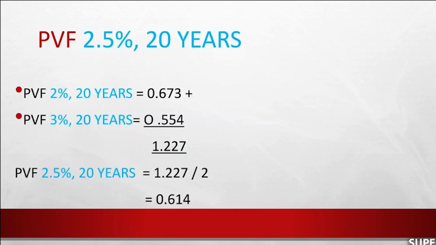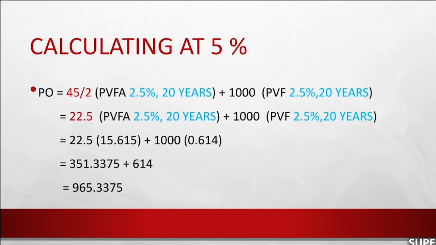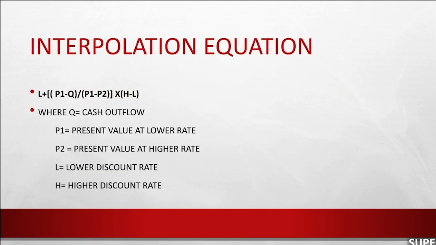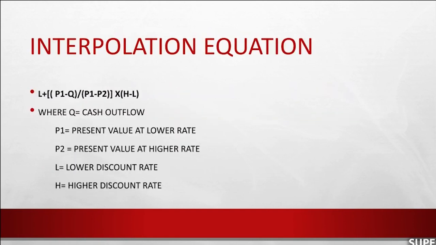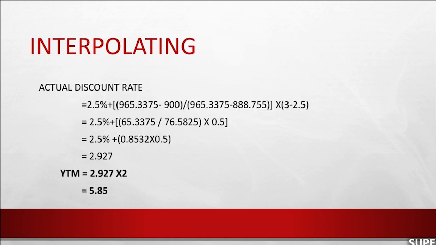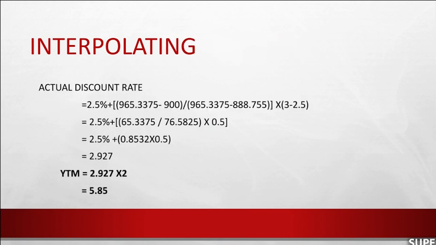And here, as it is a semi-annual interest model, we have applied 2.5% and 3% instead of 5% and 6%. So we are applying the interpolation equation that we all know: L plus (P1 minus Q) divided by (P1 minus P2), multiplied by (H minus L). Here the interpolation is like this. L is equal to the lower discount rate, which is 2.5%.